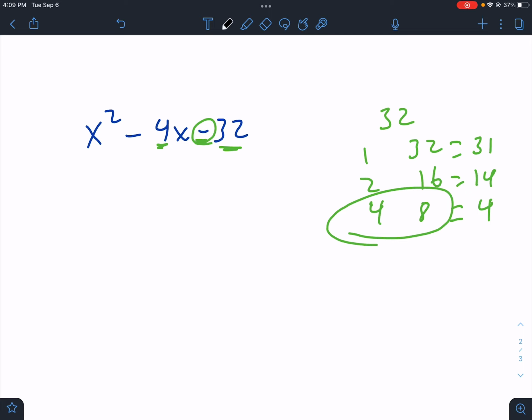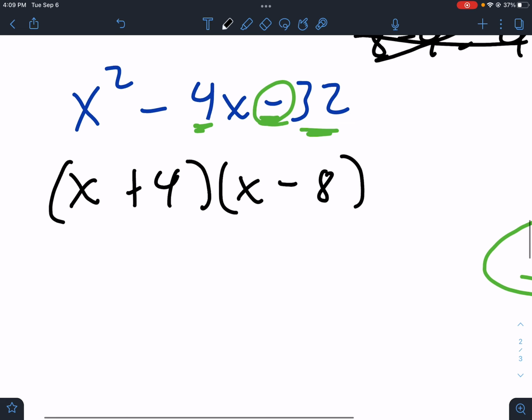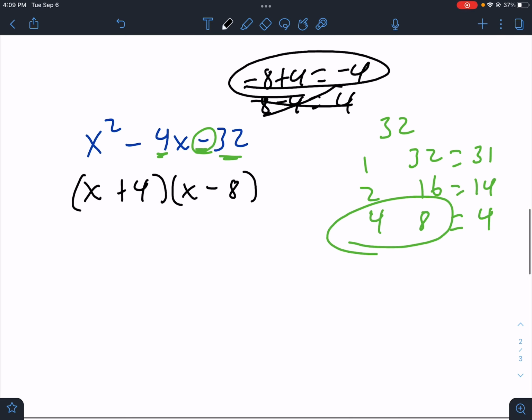So I know the basic premise. I know it's x and x. I know that it's going to be 4 and 8, and I know that 4 and 8 have to give me -4. This is -4, by the way. So it'd have to be -8 and +4, right? If I did -8 plus 4, that's -4. If I did +8 and -4, that's +4. That's not what we wanted. We wanted -4. So it had to be a -8 and a +4. There's my factors.